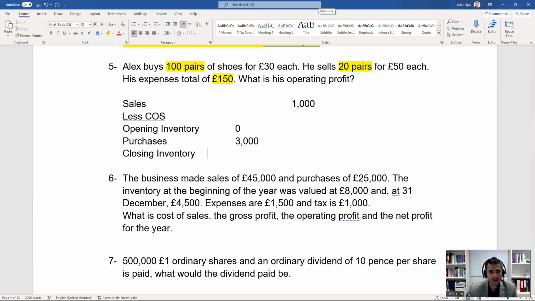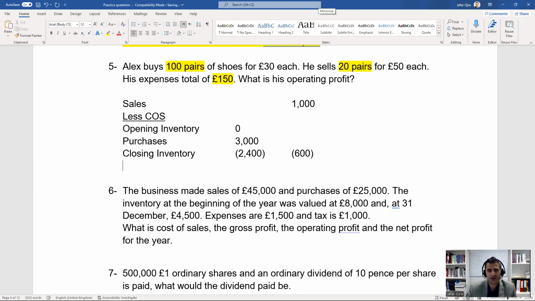And the closing inventory, that's the tricky one. We have 100 here, and from 100 we sold only 20. How much is left in the closing inventory? 80. What is the value of this 80? You just multiply by 30, so that makes £2,400. So 0 plus 3,000 equals 3,000, minus 2,400 makes £600. The cost of sales equals £600.